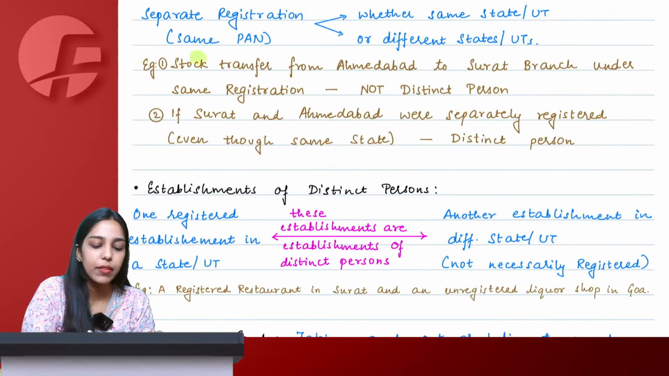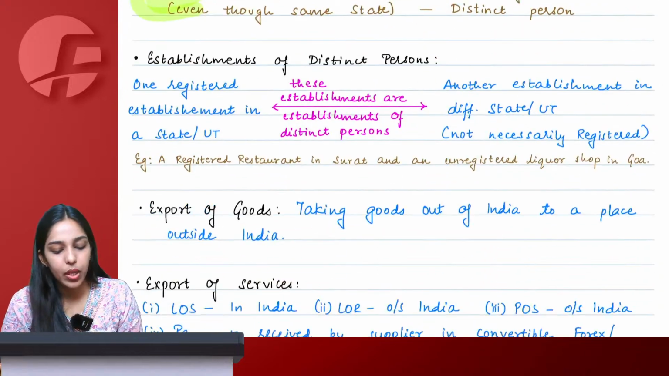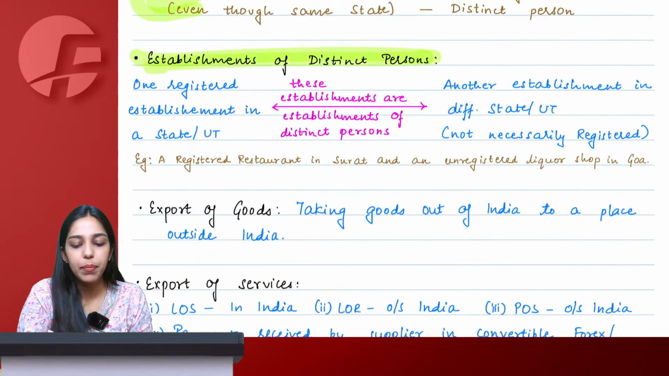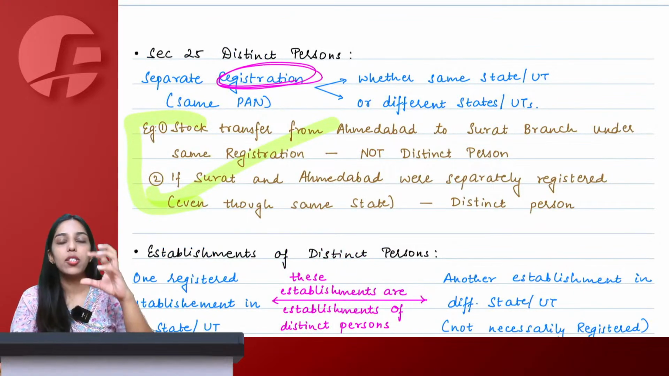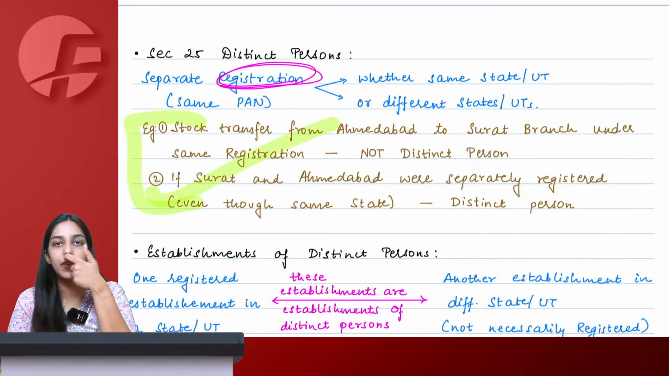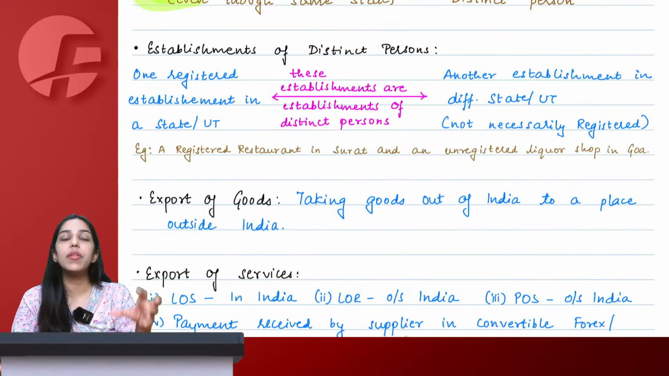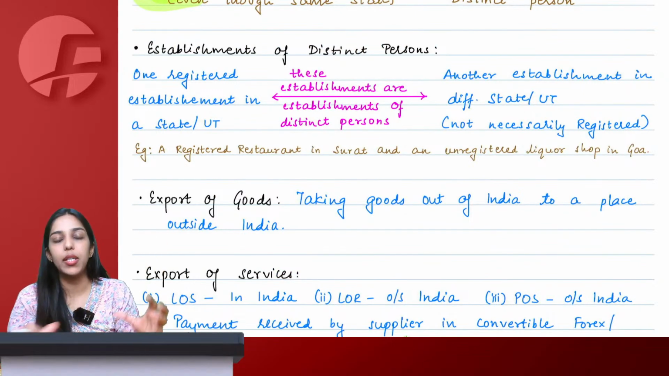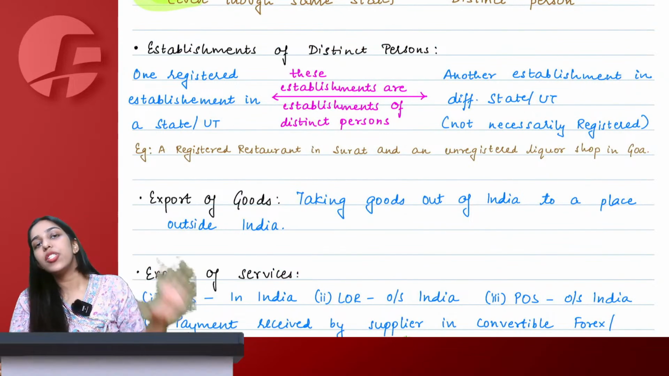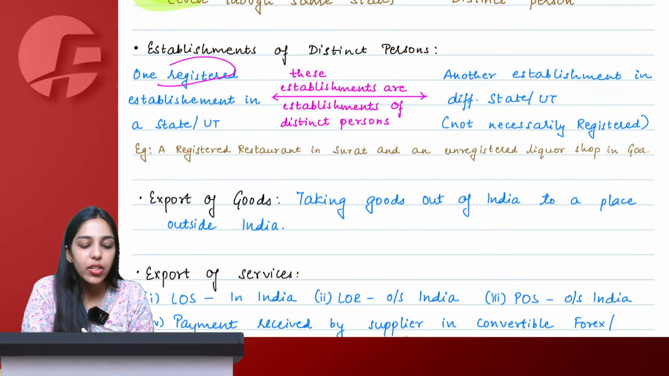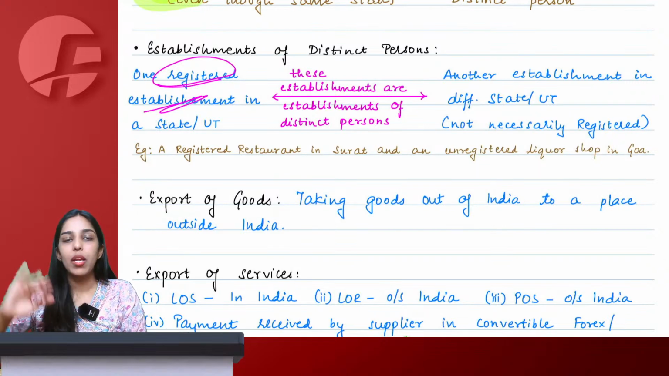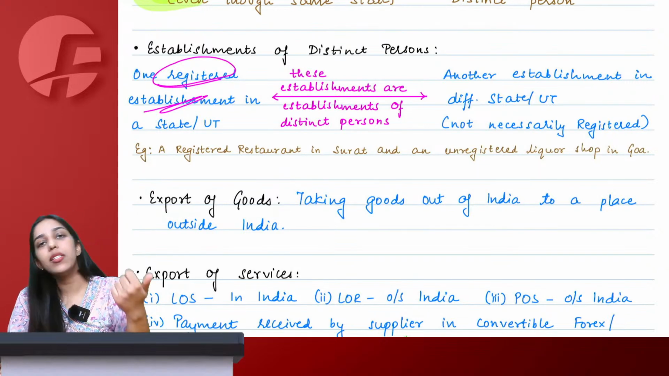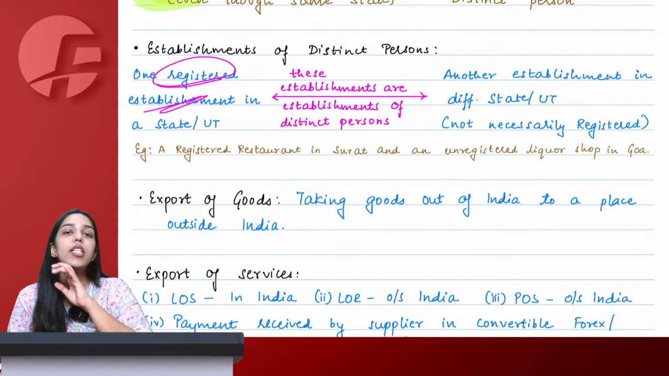The examples that we discussed, I've already mentioned here. Now, establishment of distinct person. See, distinct person is with respect to registration, the GST registration: same PAN, separate registration. Establishment is with respect to the place. So if I have one registered establishment on one leg, then on the opposite leg, my other establishment could be registered or could not be registered, it is all fine.